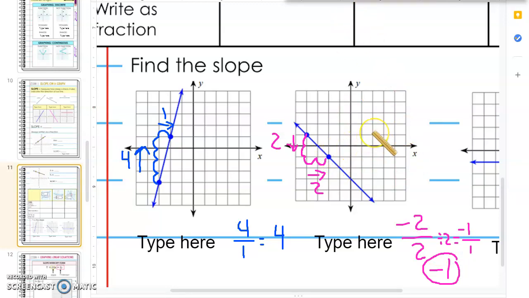All right, so that is how we find slope. Slope is always written as a fraction, and it's always your rise over your run. So your rise, remember, is how many up or down, and your run is how many over.